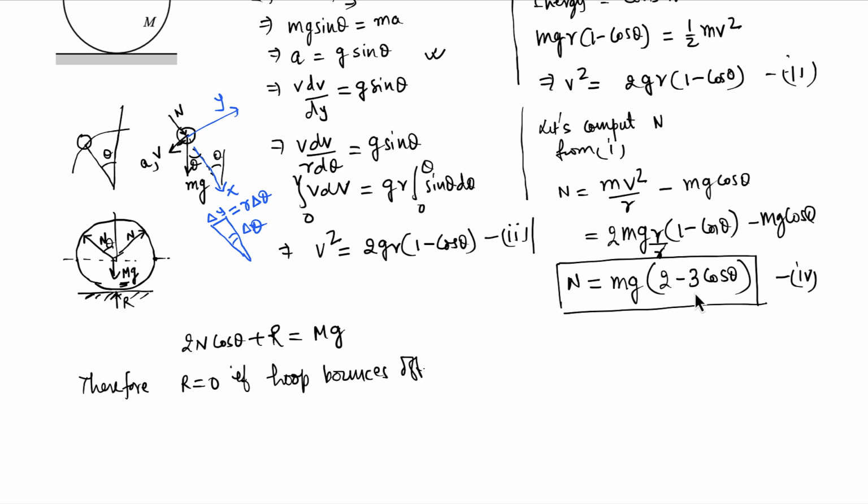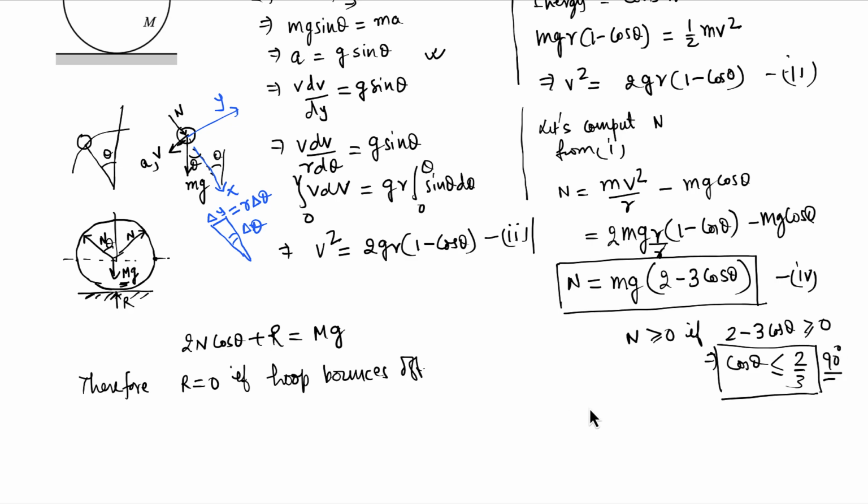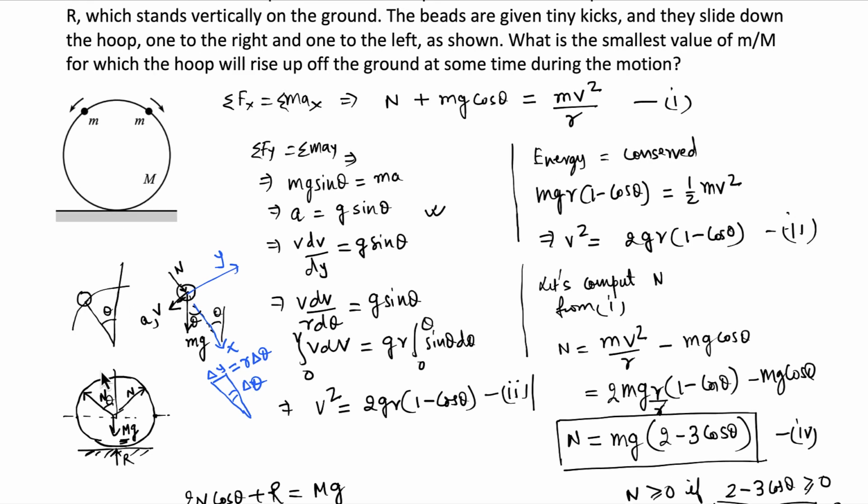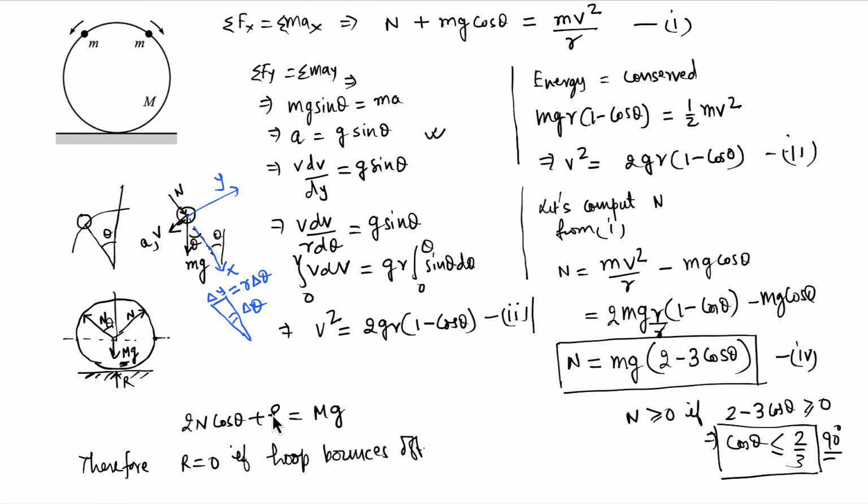By the way, you can check here, N is only going to be positive if 2 minus 3 cos theta is positive. Therefore, cos theta must be less than 2 by 3, which means theta must be less than 90 degrees if the hoop has to bounce, which is very clear from our assumption also.